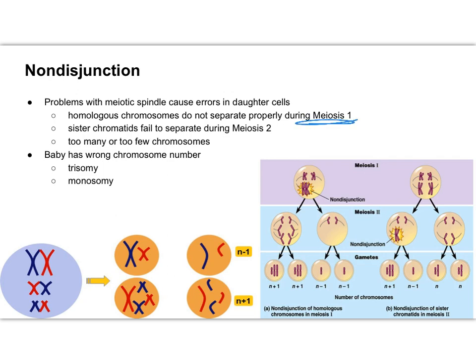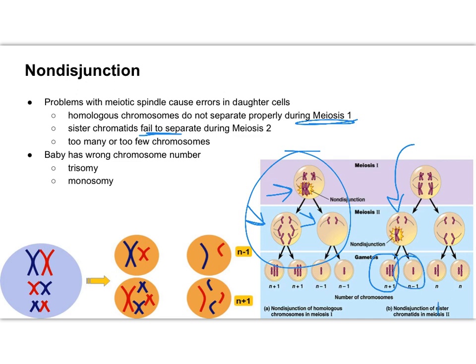The homologous chromosomes don't separate properly during meiosis 1. So you can see this happening right here in this first one. So these homologous pairs right here did not separate properly. So you can see how in the daughter cells, they do not have the same number of chromosomes now. Or the sister chromatids could fail to separate during meiosis 2. So you see that happening over here in the second one. So I've got these sister chromatids here that are not separating. So I end up with a gamete that has 3 and one that has 1, instead of 2 gametes that each have 2 like I should.